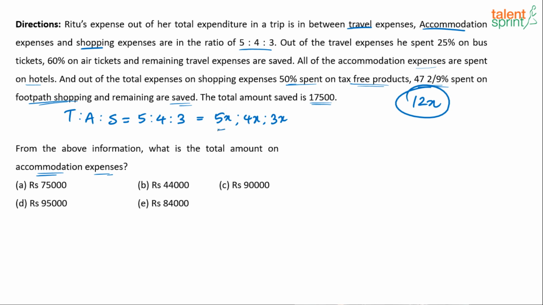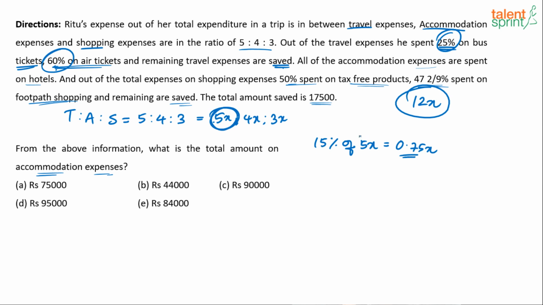Now, if you look at travel expenses, 5x is the value here. Out of this 5x, 25% is gone on bus tickets, 60% is gone on air tickets. So 25 plus 60 is how much? 25% plus 60%, 85%. 85% is spent. And the remaining are saved. So out of 5x, if you spend 85, balance is how much? 15%. 15% of what? 5x. What is 15% of 5x? 0.75x. Yes or no?